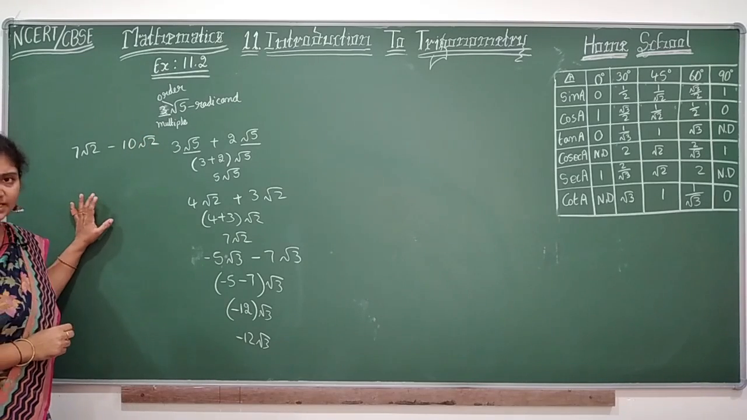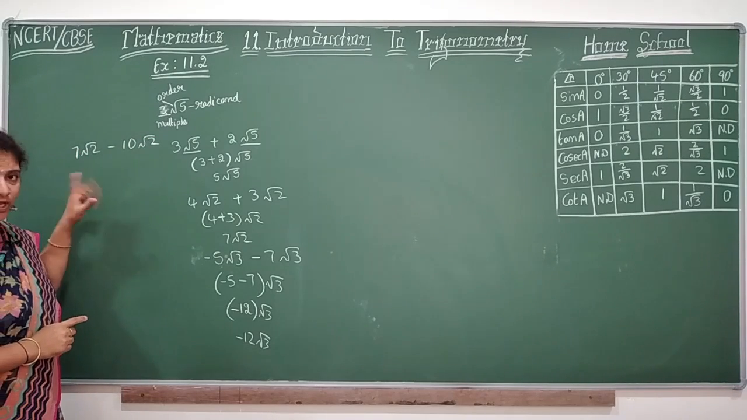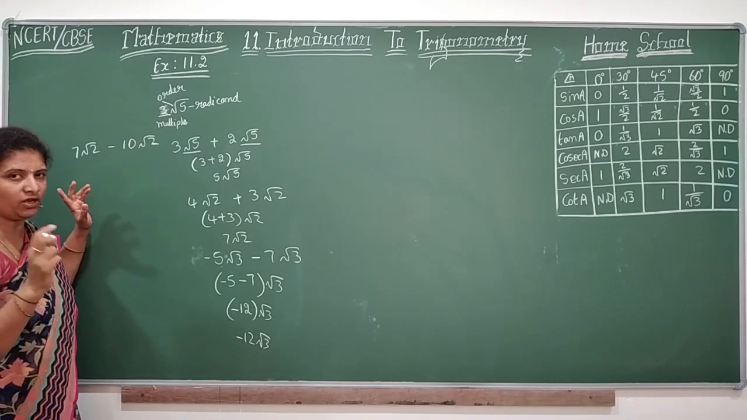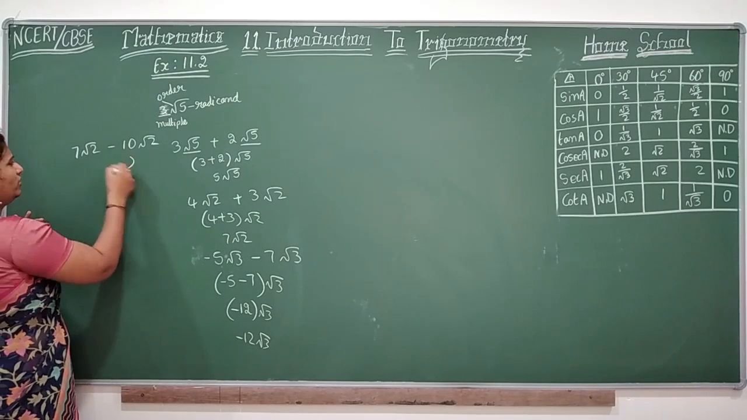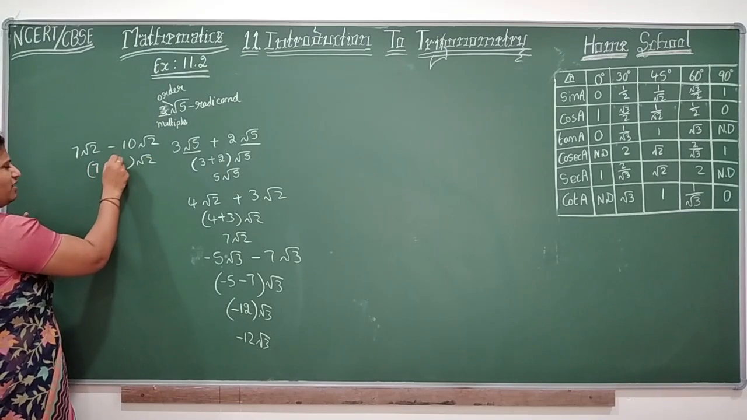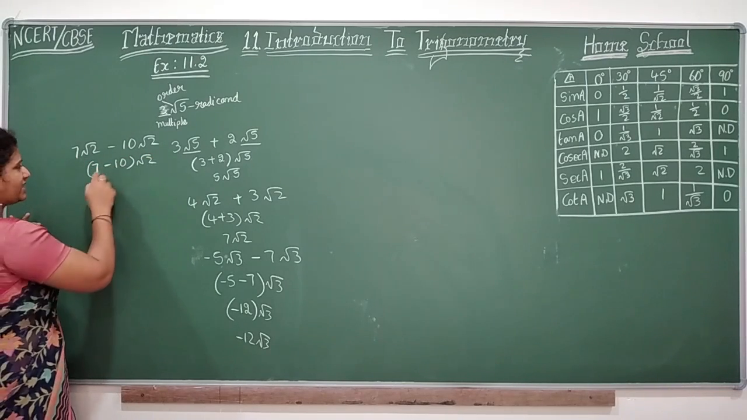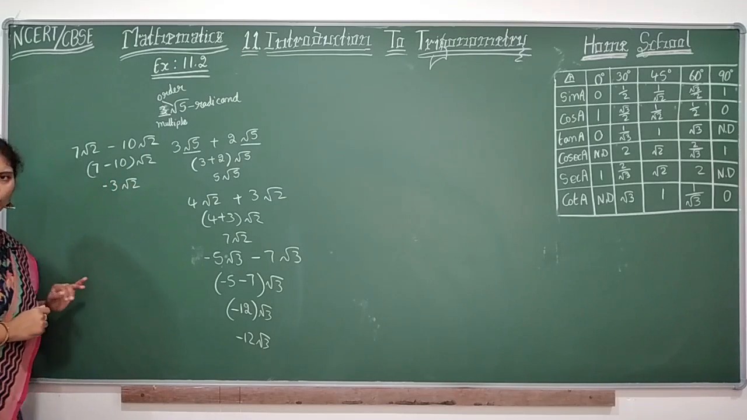When can we do addition and subtraction? Only when the order and the radicands are the same can you do this. You might have learned a little of this in 9th standard, but once again: take root 2 common. What is the number left here? 7 minus 10. What is 7 minus 10? It will be minus 3 root 2.